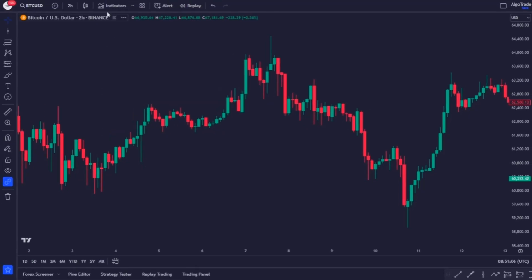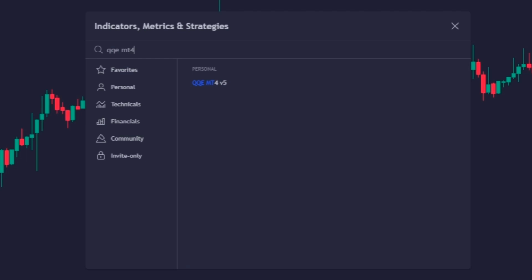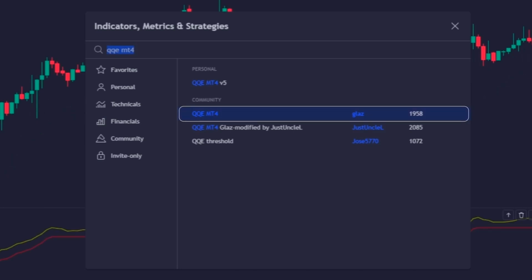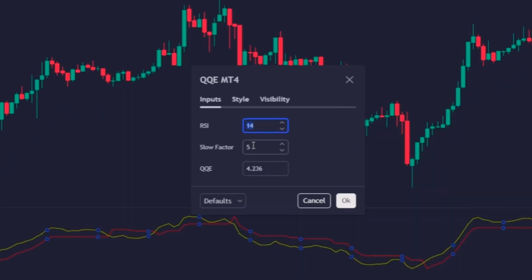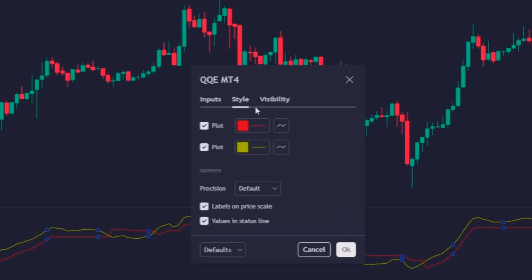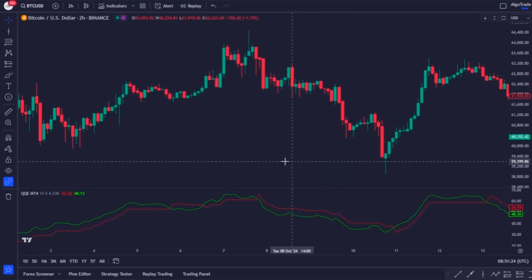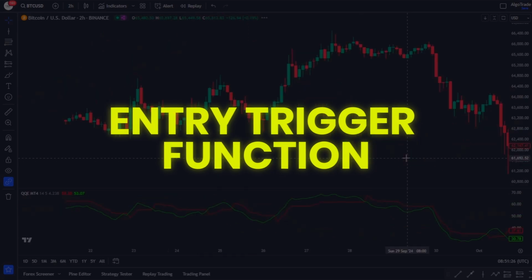The indicators that you will need to apply this strategy are the QQE MT4, you can use this one with the settings 14 for the RSI, 5 for the slope factor and 4.238 for the QQE. You can also change the QQE color to green. And this indicator has the entry trigger function.